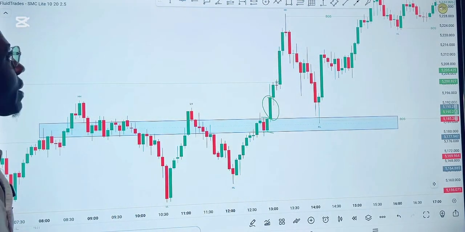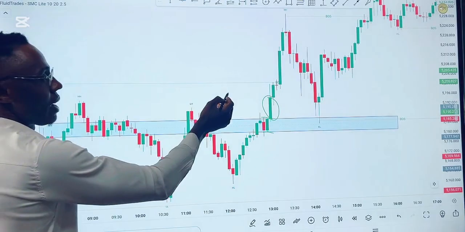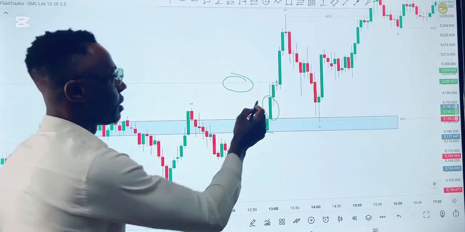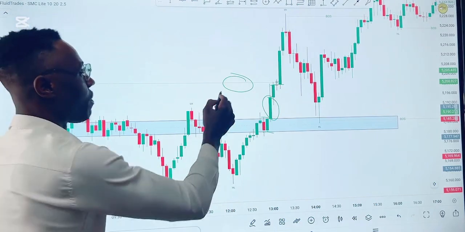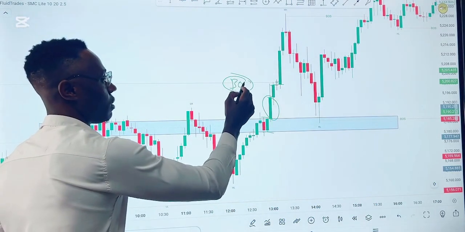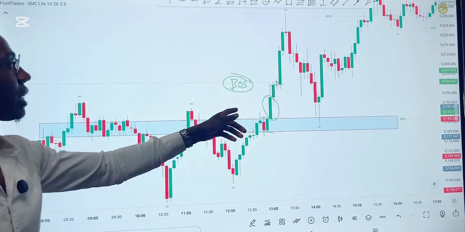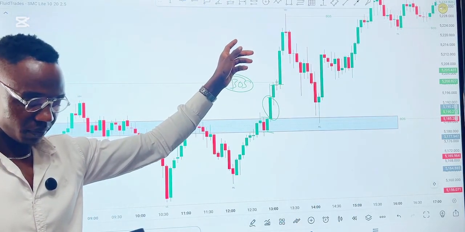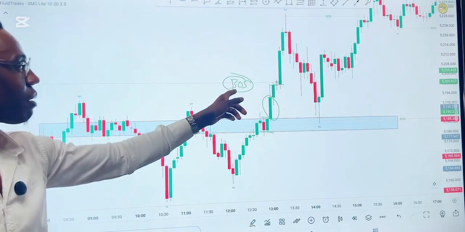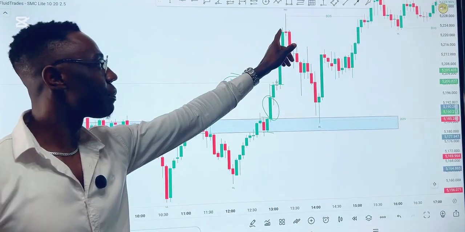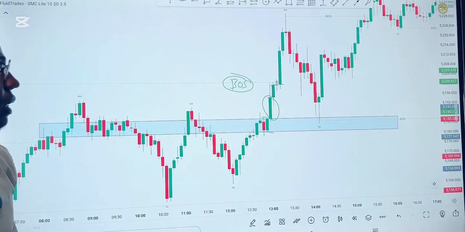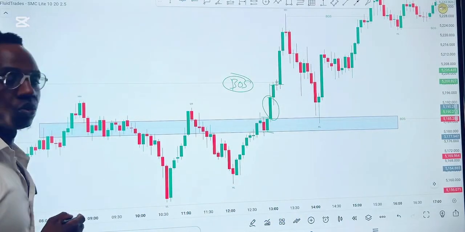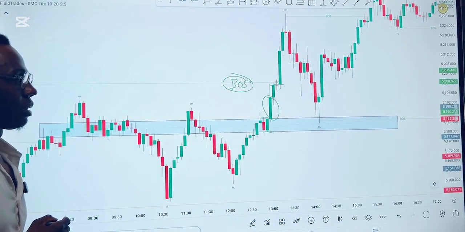And we have this line here. This line here is a break of structure. You can see it here, we have our BOS here, signifying that the price has the interest of pushing up. So the market came down to react on the order block.